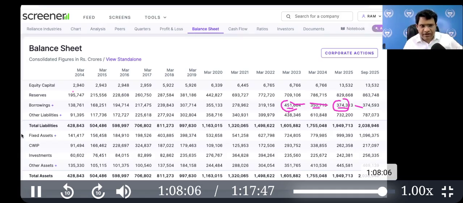And this reserve is basically the equity or net worth. If you add up these two things, this is the net worth. So net worth is also definitely going up. You can see this. Net worth has multiplied by 4 times in 10 years. 195 to 829. So it is multiplied by 4. Reserve is the main component of net worth. So reserve is part of equity or net worth. This is borrowing. You see the other components as well in this balance sheet. So you can get the D ratio from the balance sheet.